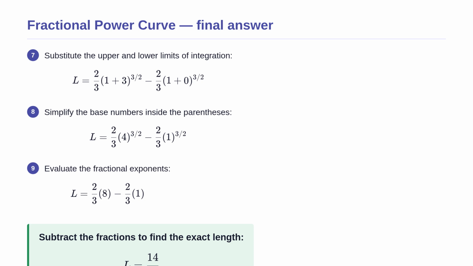Applying the power of 3 halves means we first take the square root, then cube the result. The square root of 4 is 2, cubed is 8. The square root of 1 is 1, cubed is 1. Multiplying these by 2/3 gives us 16/3 minus 2/3. Our final exact length is 14/3 units. We have successfully measured a bending curve.